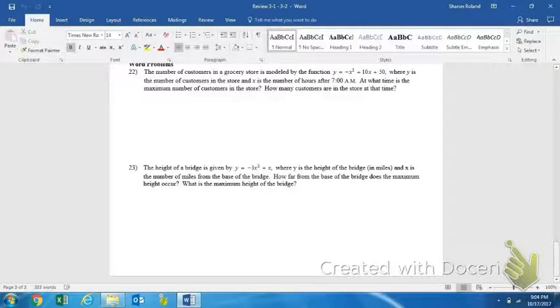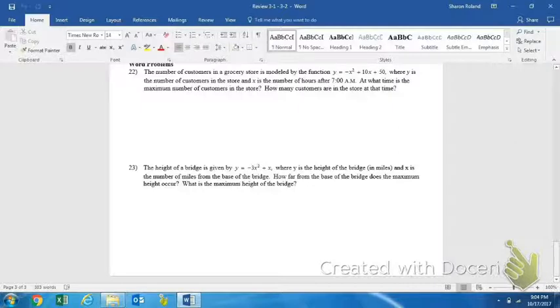Okay, on the word problems, it says the number of customers in a grocery store is modeled by this function, and you have an equation where y is the number of customers in the store and x is the number of hours after 7 a.m. At what time is the maximum number of customers in the store, and how many customers are in the store at that time?